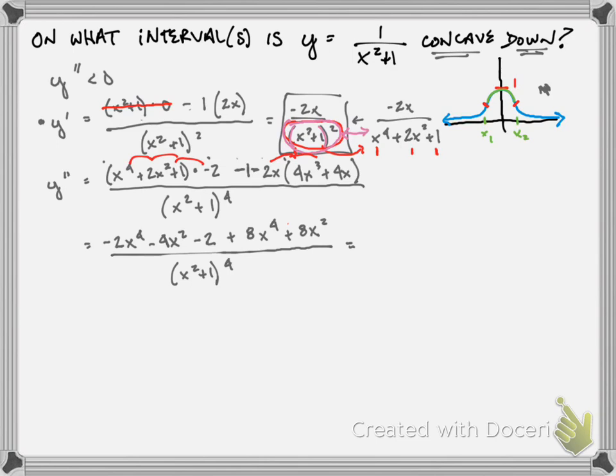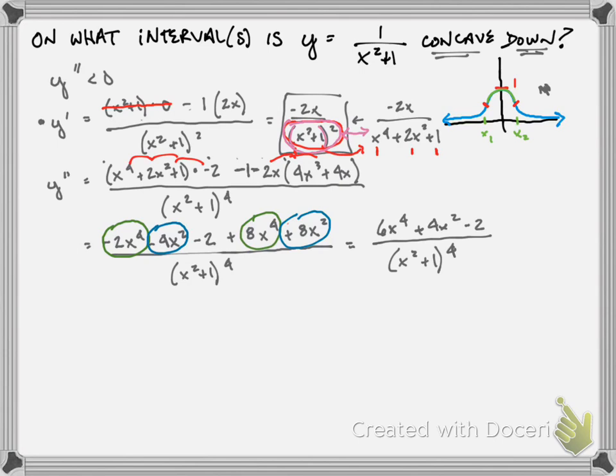I'll clean one step further, combining like terms. Negative 2x to the fourth plus 8x to the fourth is 6x to the fourth. Negative 4x squared plus positive 8x squared is positive 4x squared, minus 2, all over the quantity x squared plus 1 to the fourth. So there's y double prime.